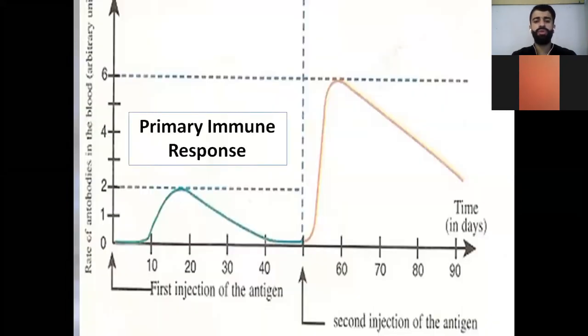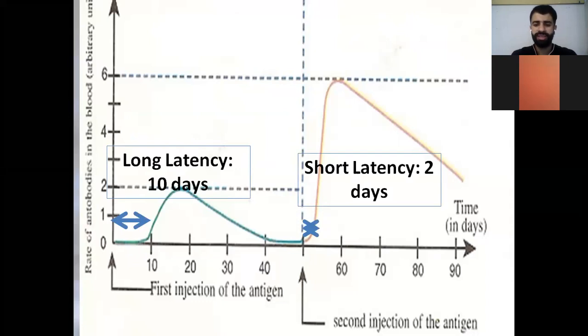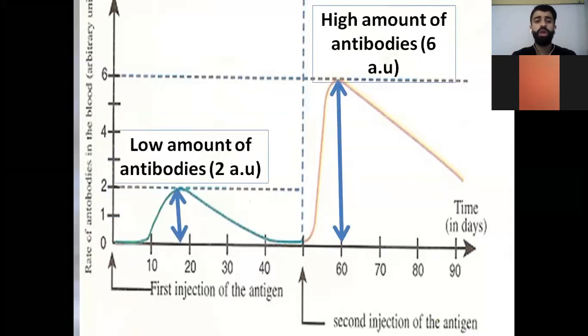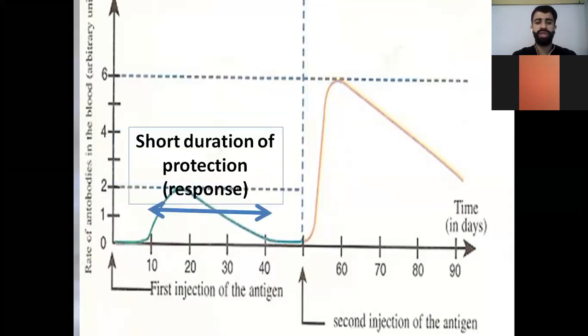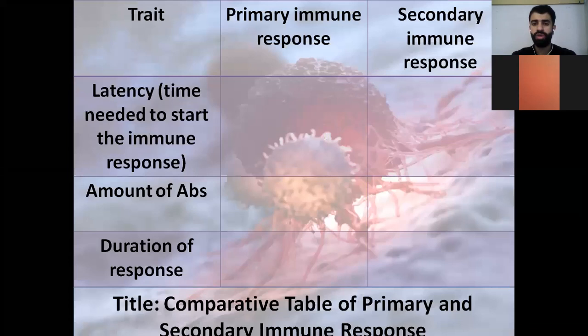We said the differences between the primary immune response and the secondary immune response: long latency in the primary, short latency in the secondary, a high amount of antibodies in the secondary, a low amount of antibodies in the primary. Short duration of protection in the primary immune response, while long duration of protection in the secondary immune response.